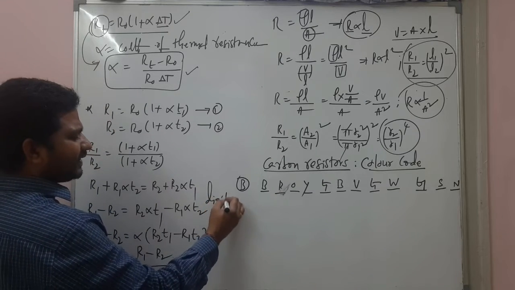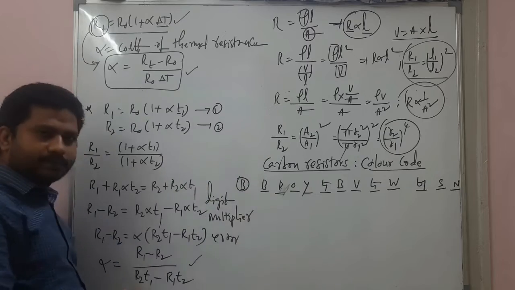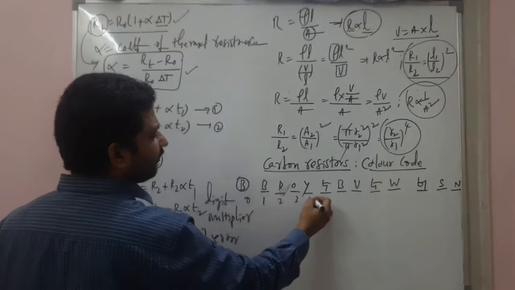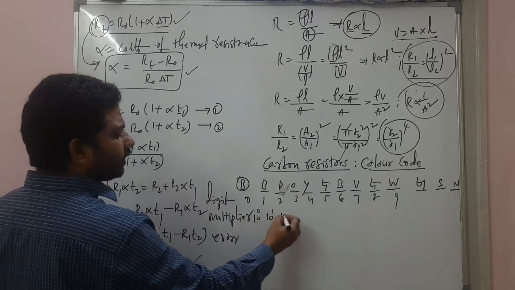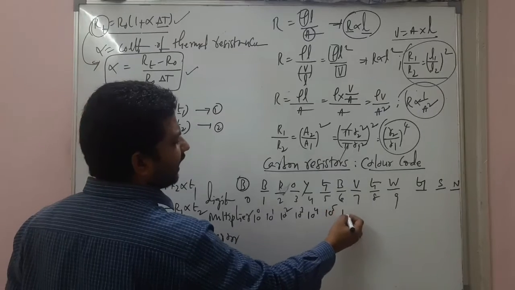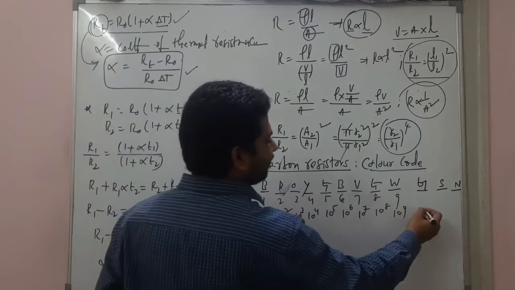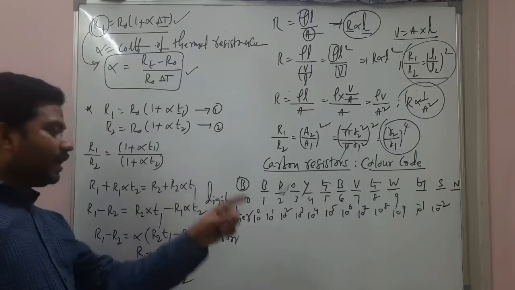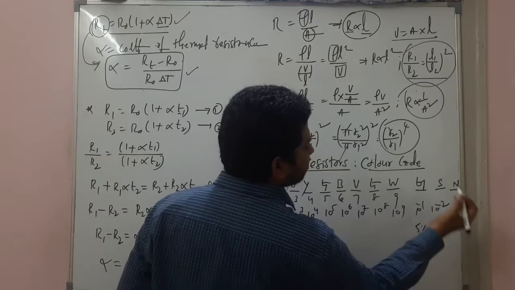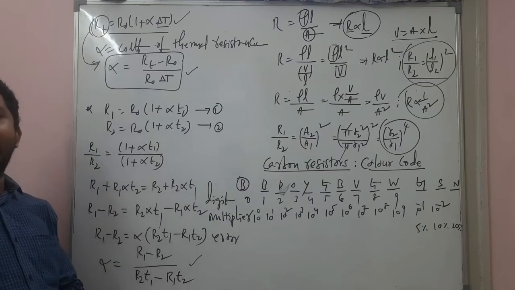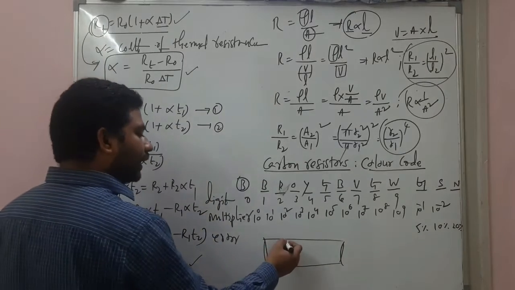First it starts from digit, then multiplier, then the error. Digit starts from 0: 0, 1, 2, 3, 4, 5, 6, 7, 8, 9. And multiplier: 10 raised to 0, 10 raised to 1, 10 raised to 2, and so on up to 10 raised to 9. Understand? This is 10 raised to minus 1, this is 10 raised to minus 2. That's the multiplier. And for error, this is 5%, 10% and 20%. And how will the questions be asked, my dear students? Look here. A resistor is given, and the color patches are mentioned like this.